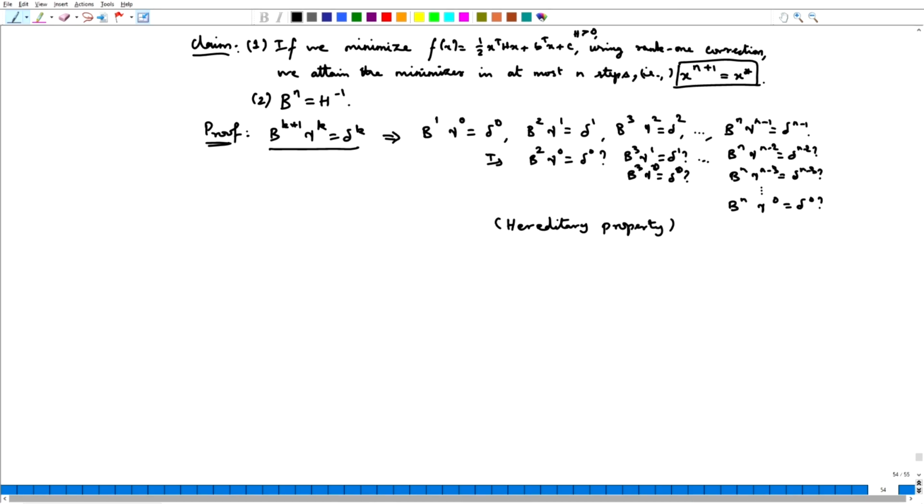So, fine, let us go ahead and prove that the B's that we have constructed, B1, B2, dot dot dot, Bn, satisfy this hereditary property. We will prove this by mathematical induction. We will show that B1, B2, dot dot dot, Bn satisfy the hereditary property, and we will use induction.